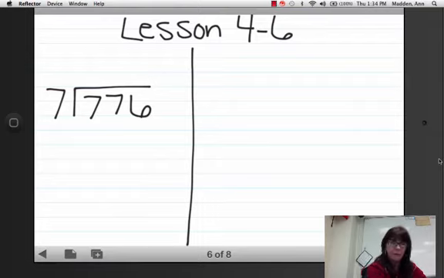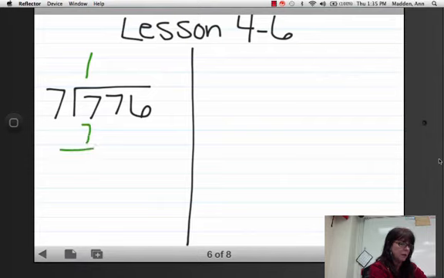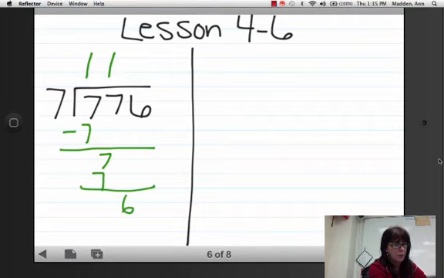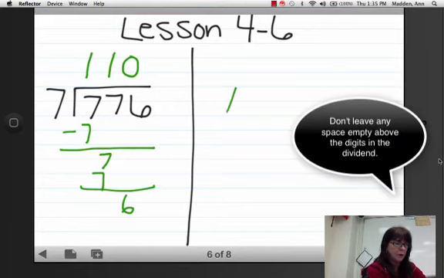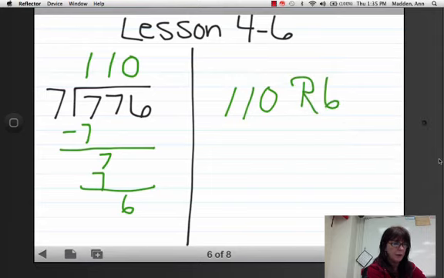So first of all, I ask myself, does 7 go into 7? Yes, it does. It goes in there once. Do my subtraction. Does 7 go into 7? Again, yes, it does. Again, I'm going to subtract. Does 7 go into 6? No, it doesn't. I have to fill my place with a 0. I can't leave that place empty. So your answer would end up to be 110 remainder 6.